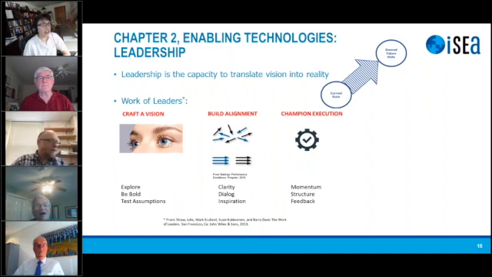First, to craft a vision, that is to explore possibilities, being bold in doing that, but testing assumptions. Secondly, build alignment, that is getting everyone moving together in the same direction with clarity and dialogue and inspiration along the way of doing that. And then thirdly, championing execution, providing momentum, structure, and feedback in execution.